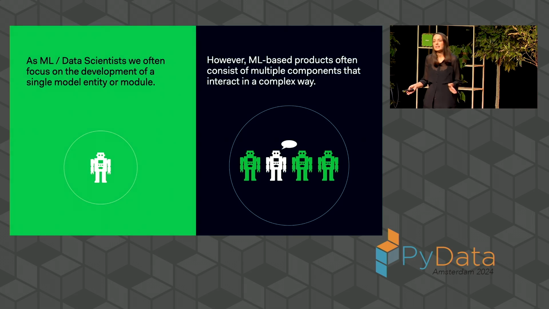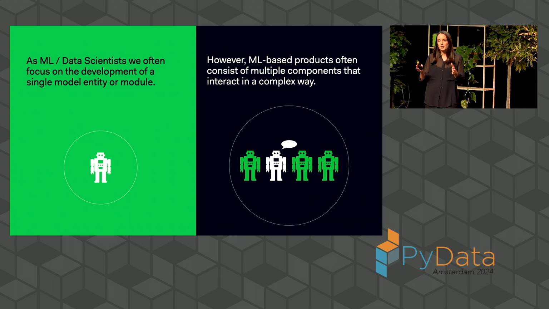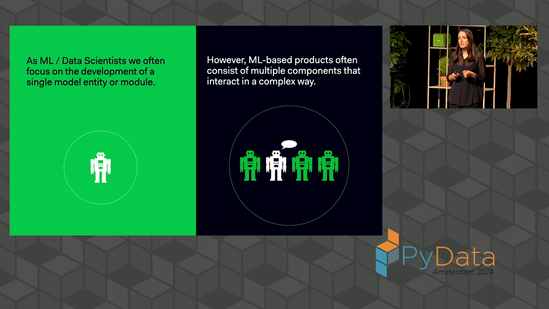So let's start. As machine learning scientists or data scientists, we're usually focused on the development of a single model or module, some sort of entity. But very likely, if you zoom out of the scope that you're currently working in, this model or module is very likely part of a bigger system. So a system that entails other components, and very likely these components are also not fully independent of each other, but they interact in a complex way.